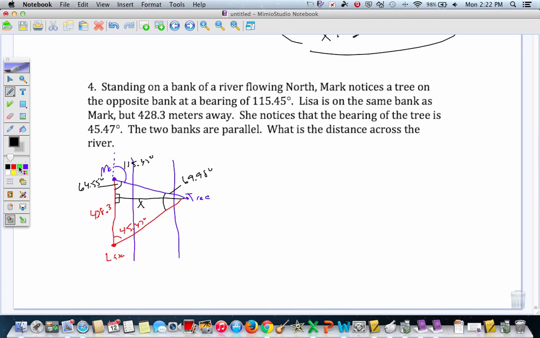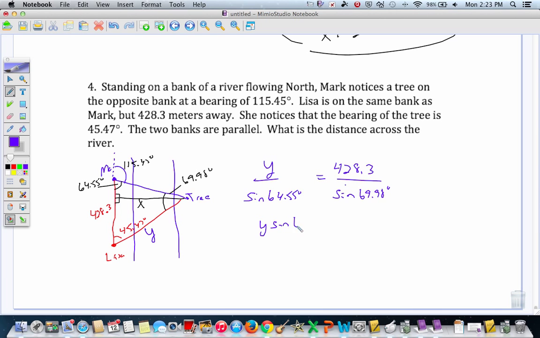So as we look, we're not going to solve for side x right off the bat. We're actually probably going to solve for one of these other two sides. So I'm going to solve for this side down here and call it y. I set up my law of sines. I have y over the angle opposite it, which is, I take that back, it is 64.55 degrees. The one side that I do have is the 428.3, and it is opposite my 69.98 degree angle, so the sine is 69.98 degrees.